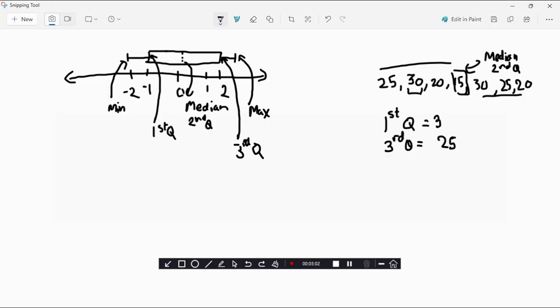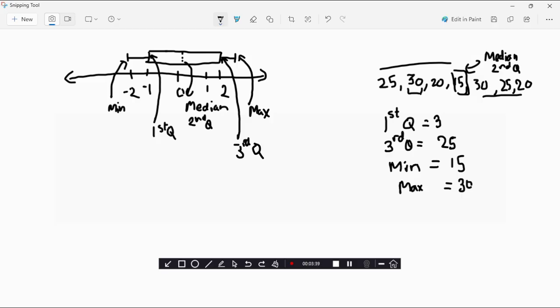Now that we have our first and third quartile as well as our median, it's time to jot down our values on a box whisker plot. Apart from these 3 values, we'll also need our min and max. If you notice, our minimum value is 15, so min is 15. And our maximum value, which repeats twice, is 30. So max equals 30.